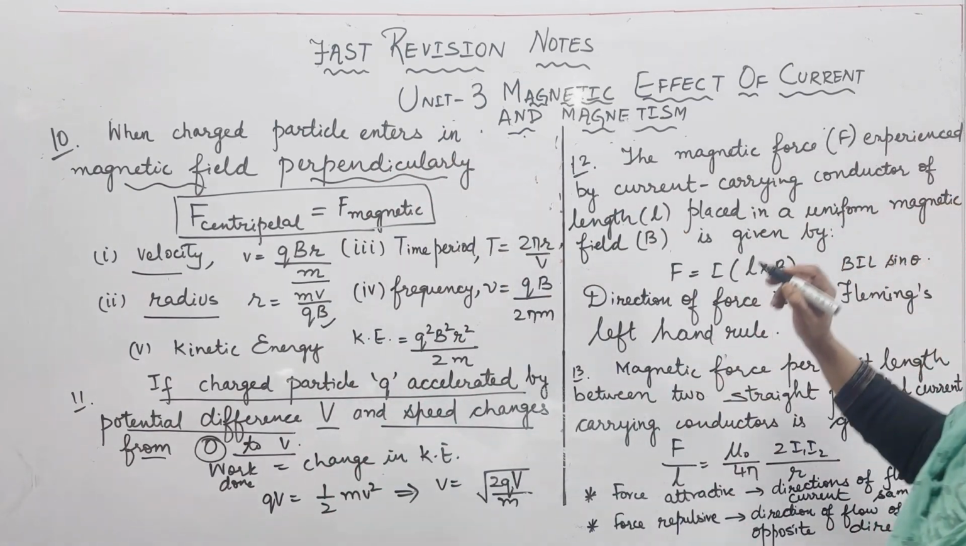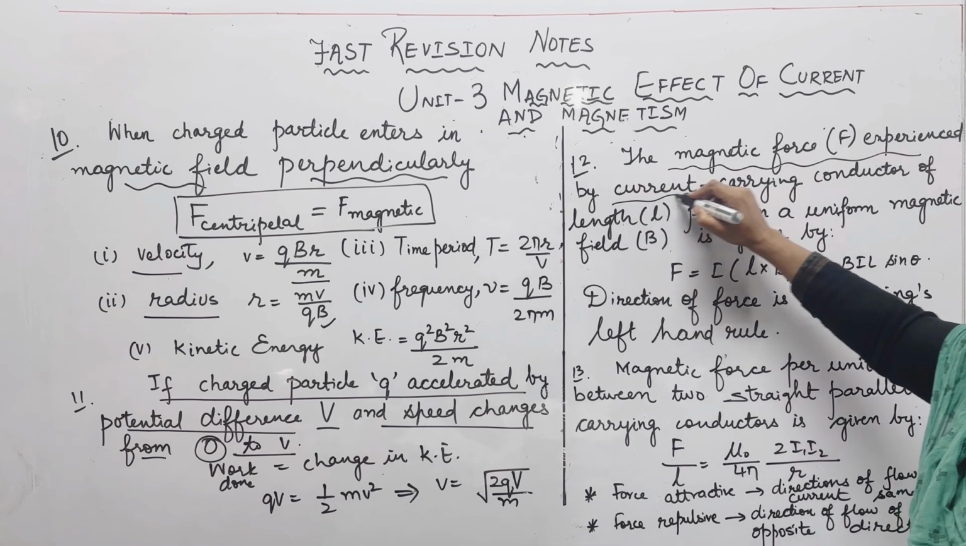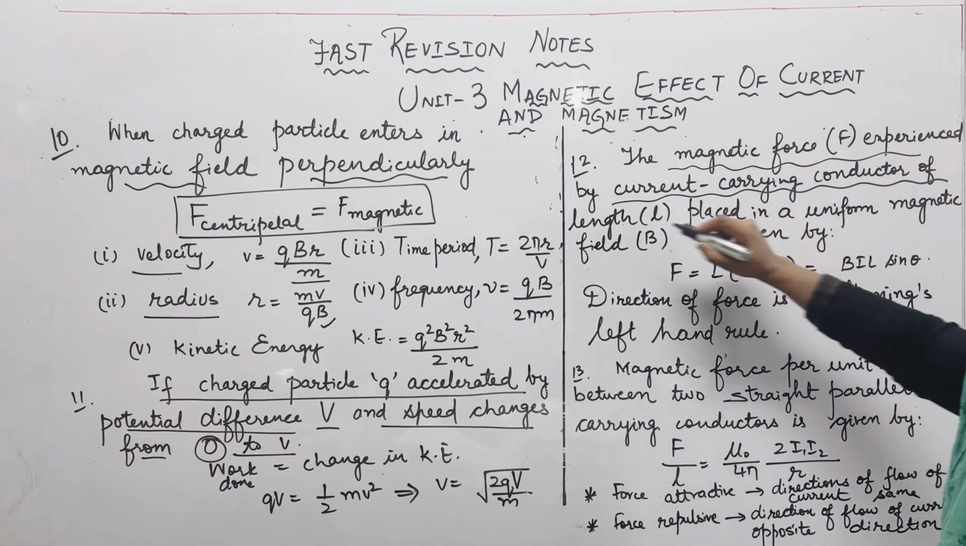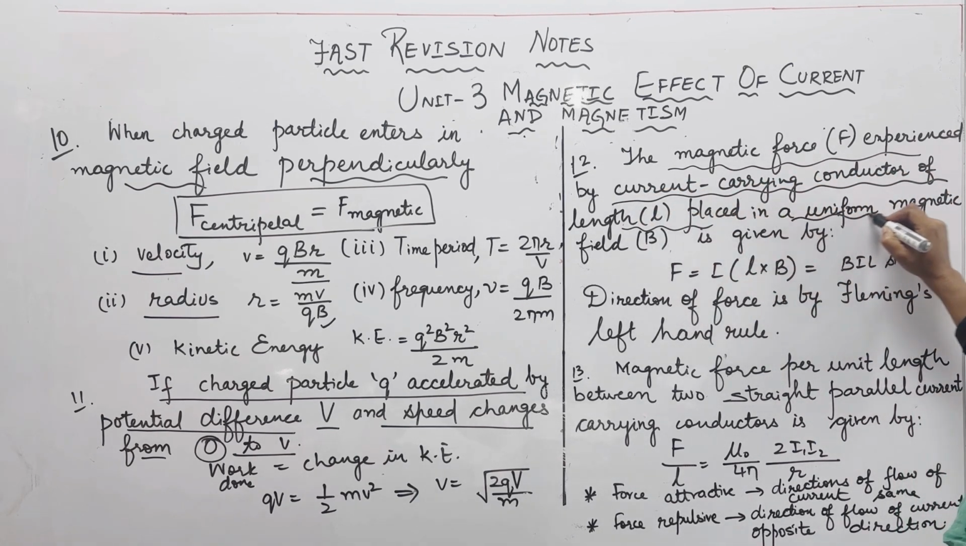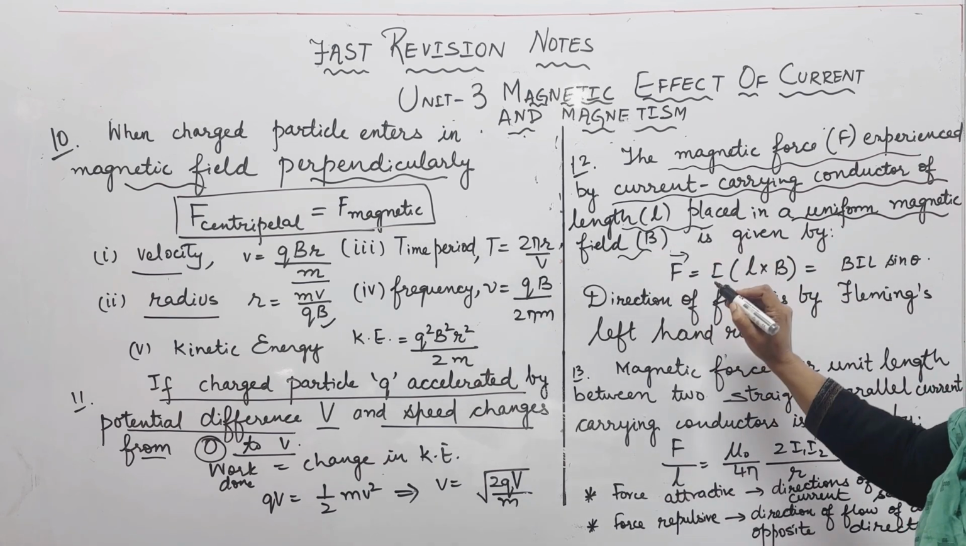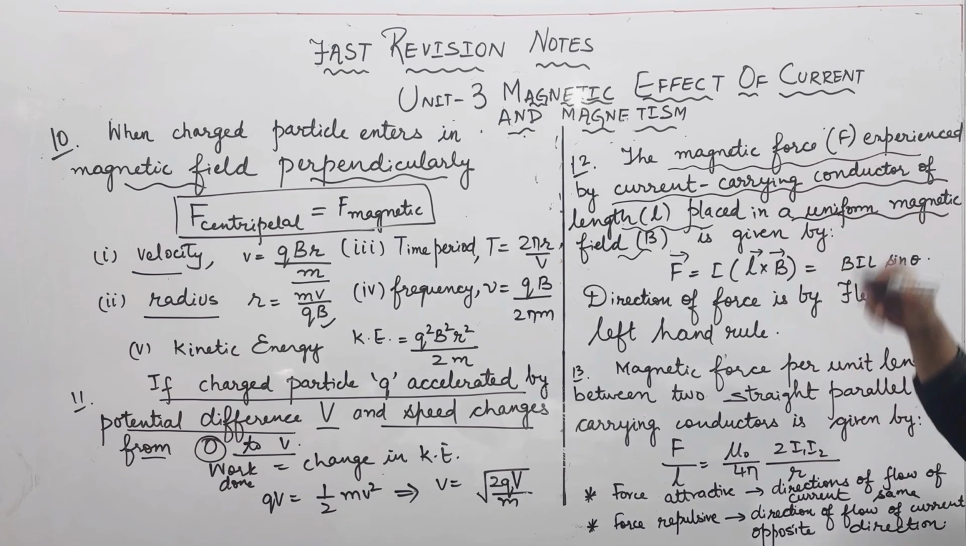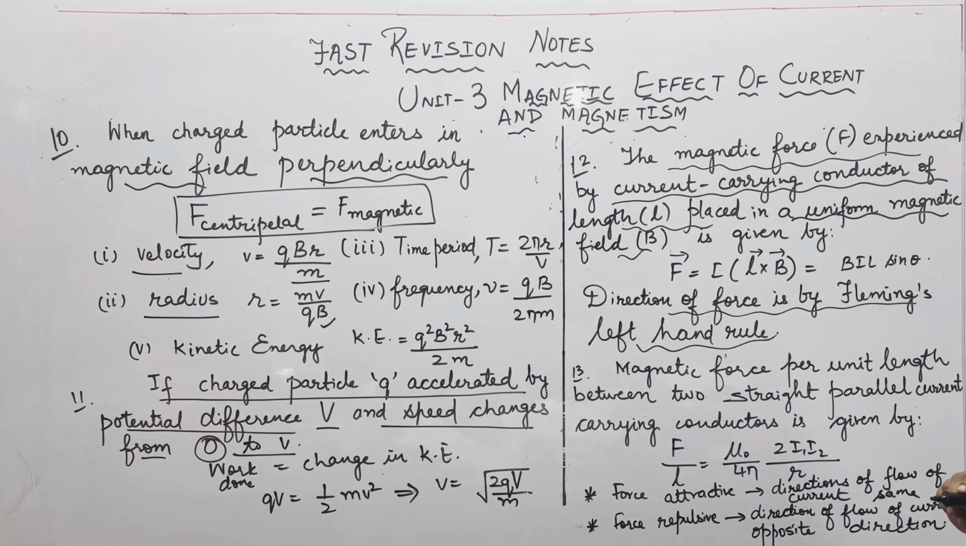Now this is the 12th point, where the magnetic force experienced by a current carrying conductor of length L is placed in a uniform magnetic field. This is given by force F is equal to current times the length vector times the magnetic field, which can be remembered as BIL: F = BIL sine theta, and the direction of the force is given by Fleming's left hand rule.